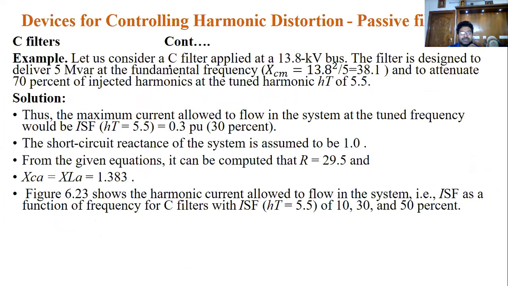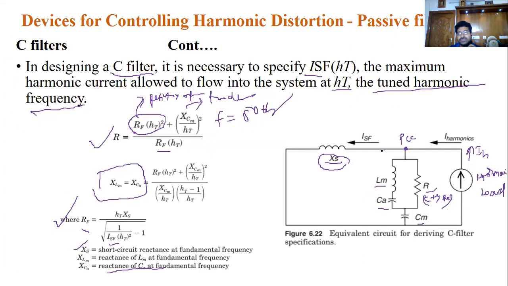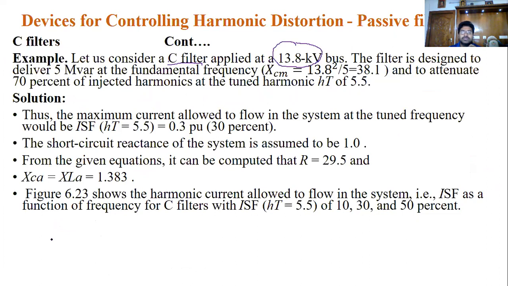Let us consider the C filter. You can apply the C filter at the 13.8 kV bus. Suppose you observe this C-type filter, what is the range? A 13.8 kV system, you can assume. Now the filter is designed. How to design this filter, we are going to discuss later. So that it can deliver 5 ampere at fundamental frequency.